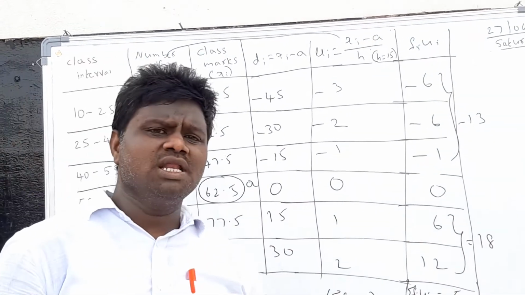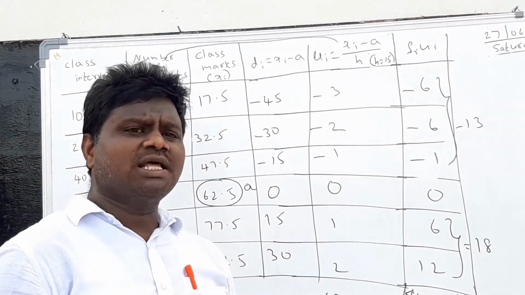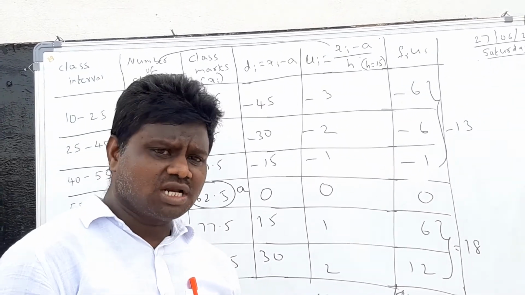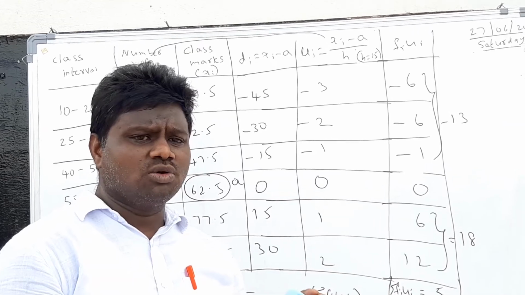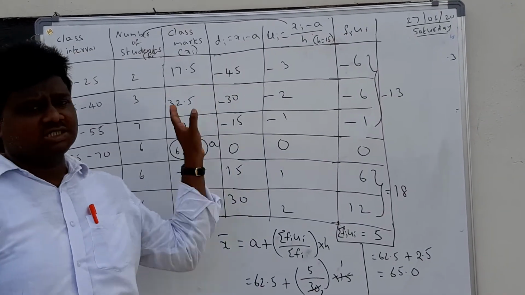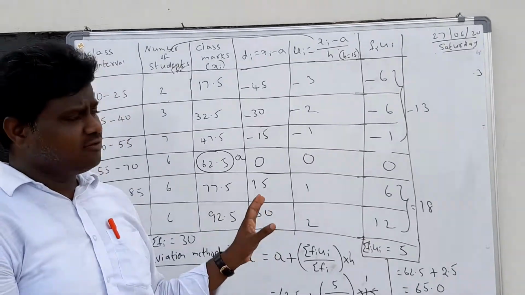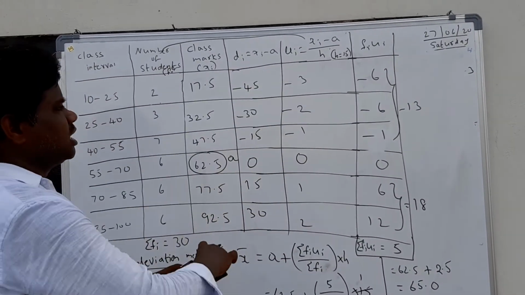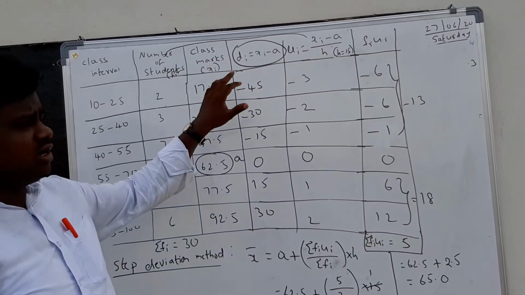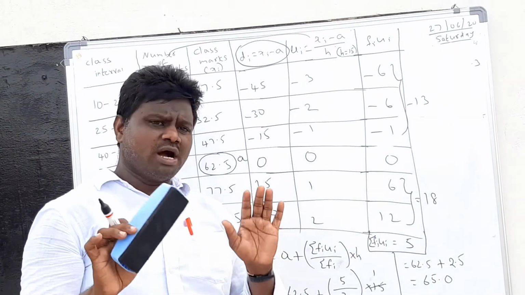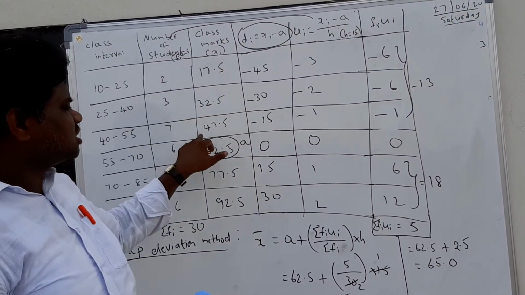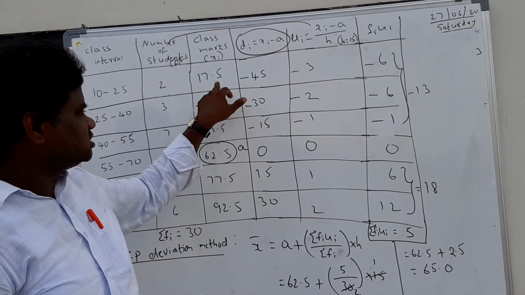What is the meaning of Xi minus A? From each class mark we have to subtract the A value. That is the formula: deviation Di equals Xi minus A. We have to subtract the value of A from each class mark, that is, subtract 62.5 from each class mark.